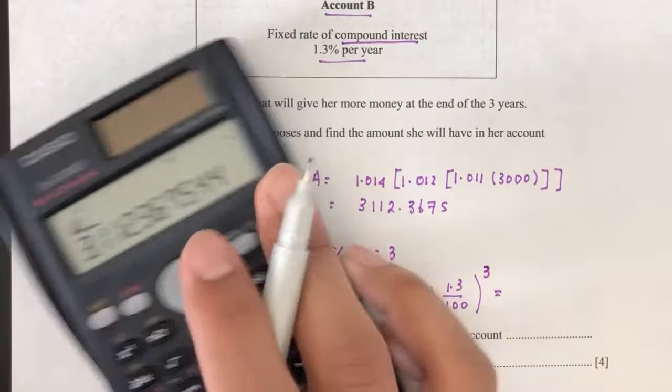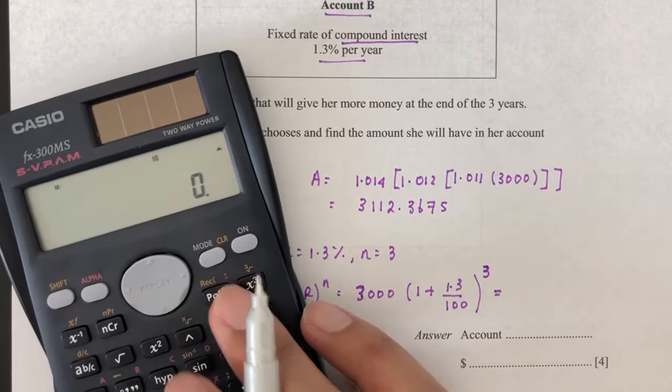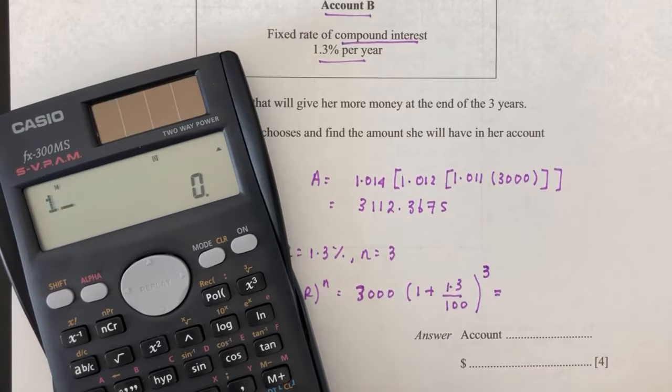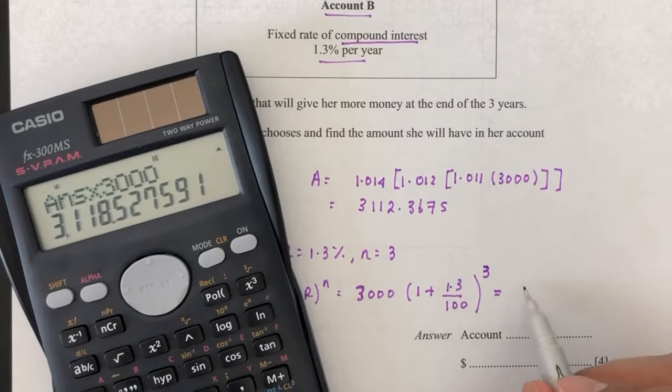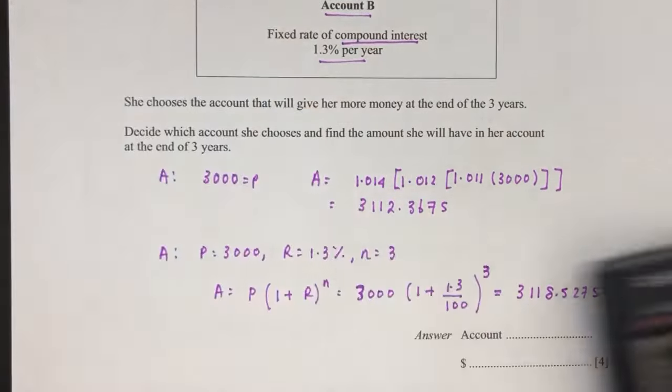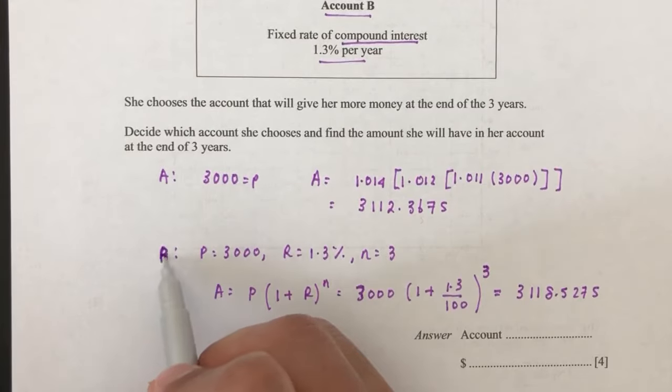So this will be how much? We have to do it from the inside out. So (1 plus 1.3 divided by 100) power 3 times 3,000. That will be 3118.5275. Okay, so we have option A and option B.